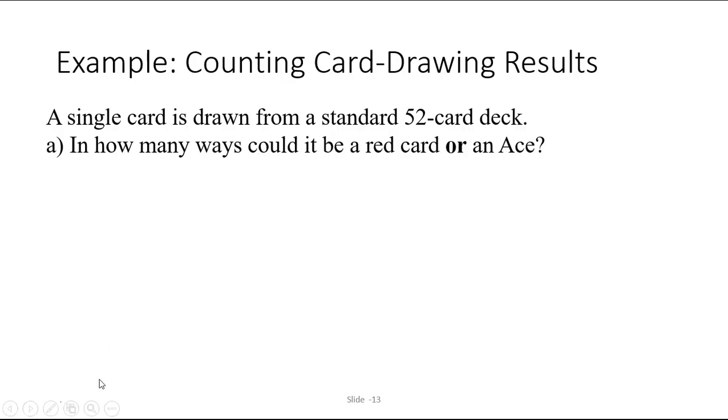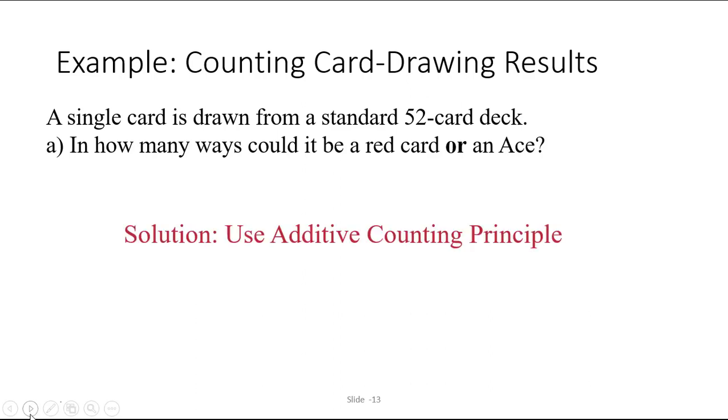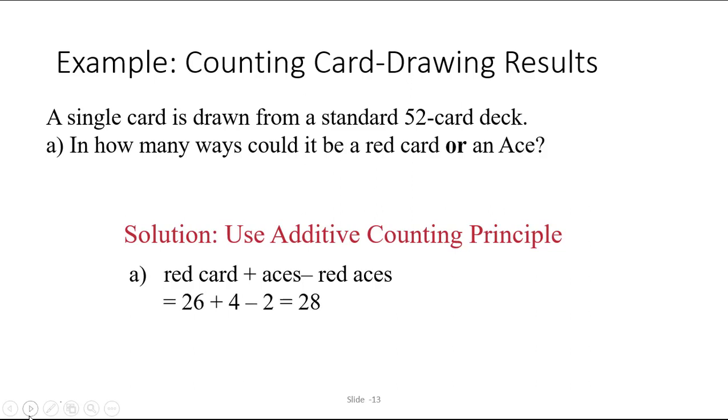Keep that in mind. So when we ask in how many ways could it be a red card or an ace, what you should be thinking is, well, since it's an or situation, we want to add together the number of red cards and the number of aces, but we have to be careful when you use the additive counting principle to subtract off any overlap. So we're going to have red cards plus aces minus the red aces, or 26 plus 4 minus 2, which is 28.